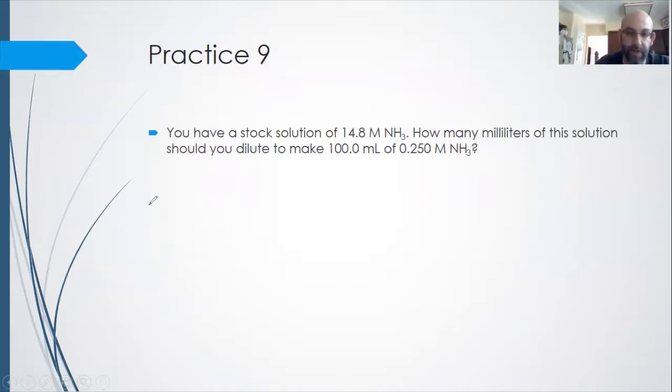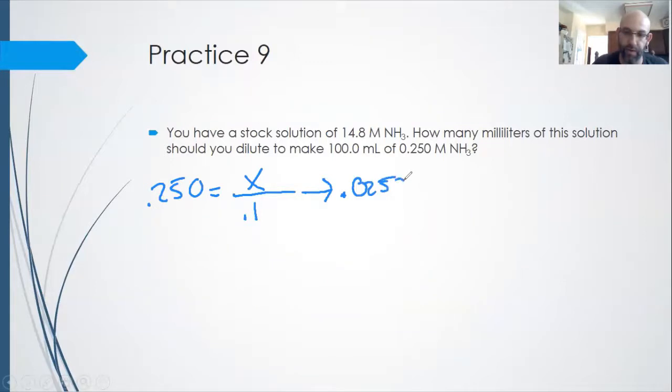Our final solution is going to have a concentration of 0.250, and it's going to have a volume of 0.1 liters. 100 mils is 0.1 liters. So in that solution, how many moles of ammonia do we need to produce that solution? Well, if we multiply 0.1 times 0.25, that's going to get us 0.0250 moles of ammonia. So that's how much ammonia we need.